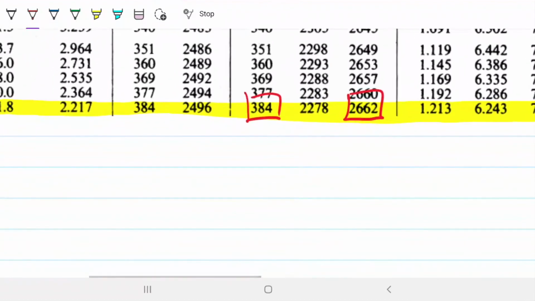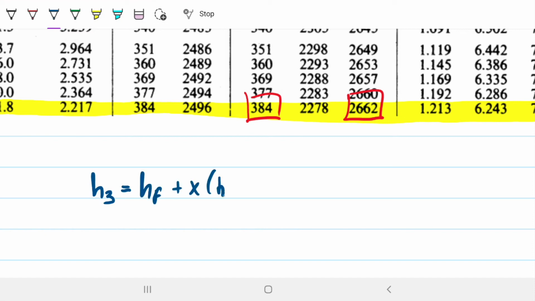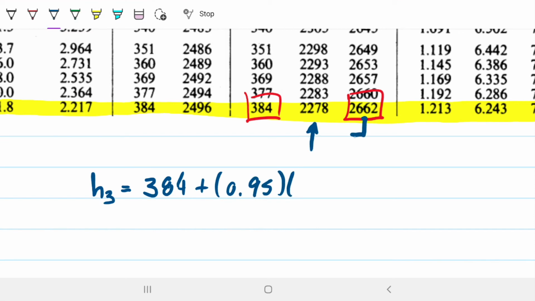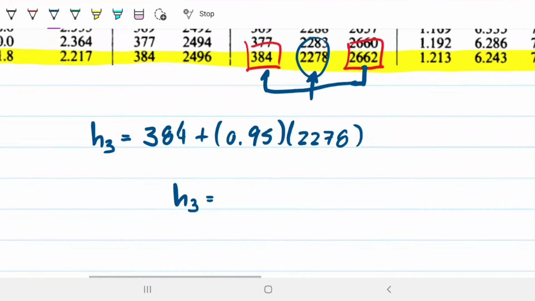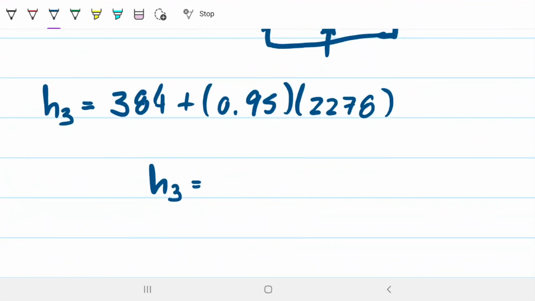And actually, we know that H3 is a mixture of these two, so we can do HF plus the quality times the difference between HG and HF. We have all that data, so it's just plug and play. Plug in our information and find what we're looking for. This is 95% of the difference, and this is the difference here. So take this, subtract this, you get this middle value here, 2278, and that gives me my enthalpy 3, which I got to be 2548.1.